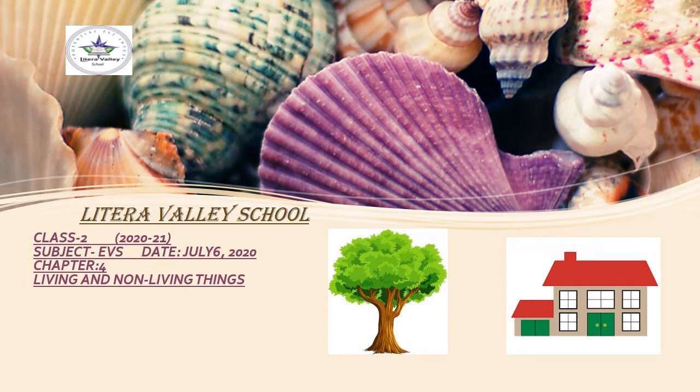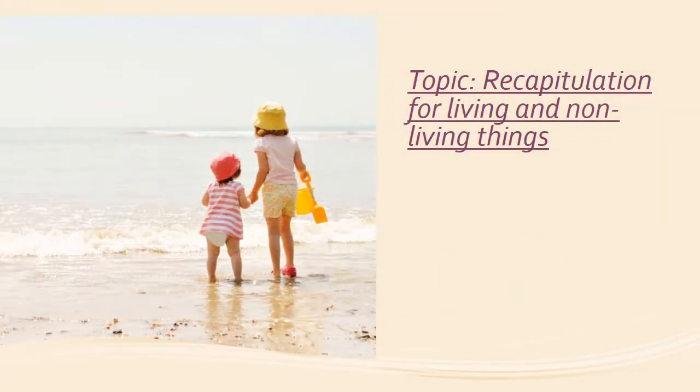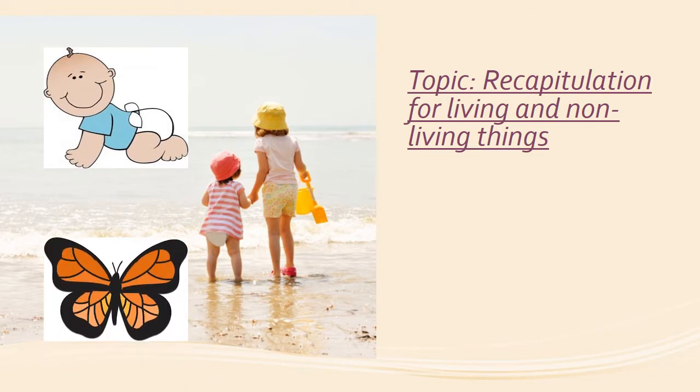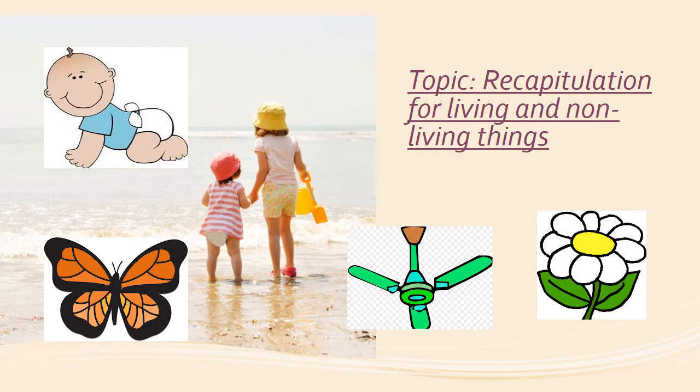So kids, I have something for you. Do you remember chapter number 4, Living and Non-Living Things, that we had started before vacations? Yes, today we are going to continue this chapter. So here, I am ready with recapitulation work of this chapter. Are you ready, kids? Then go for it. In this module, we will be recapitulating the characteristics of living and non-living things. Till then, just see the pictures, the picture of a baby, butterfly, fan, a beautiful flower.